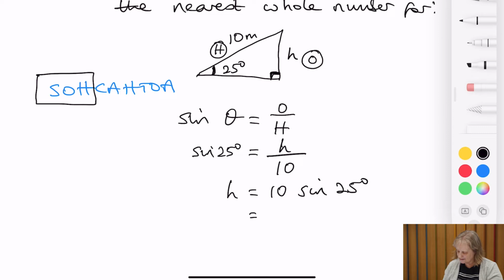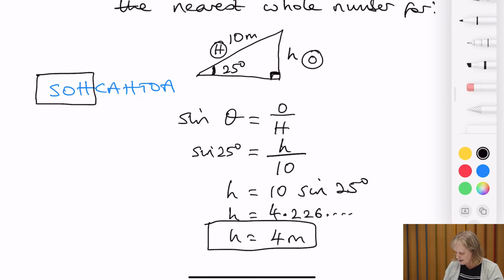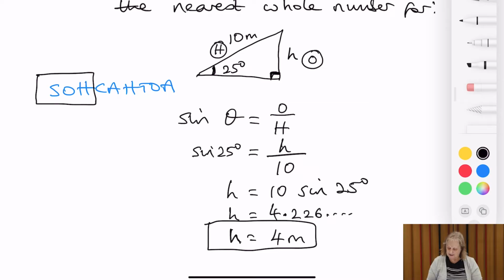Okay, that gives us a value of 4.226 and so on. And the question asks us just to round it to a whole number, so we're just going to round that to 4. And we're going to make sure we put in the correct units of meters here, 4 meters. So now we've found that side length using the sine function, and we worked it out to be 4 meters here.